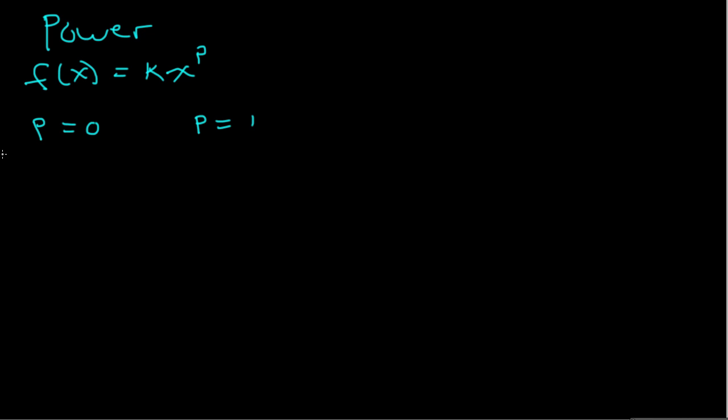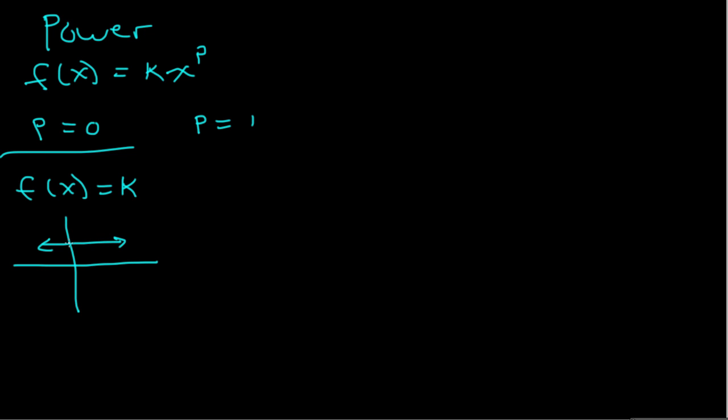The next type of polynomial functions we're going to look at are called power functions. Power functions have a format: f of x equals k times x to the p. Two special cases are when p equals 0 and p equals 1. If p is 0, the function simplifies into f of x equals k. X to the 0 is 1, k times 1 is just k. That graph is a horizontal line with a y-intercept at k.